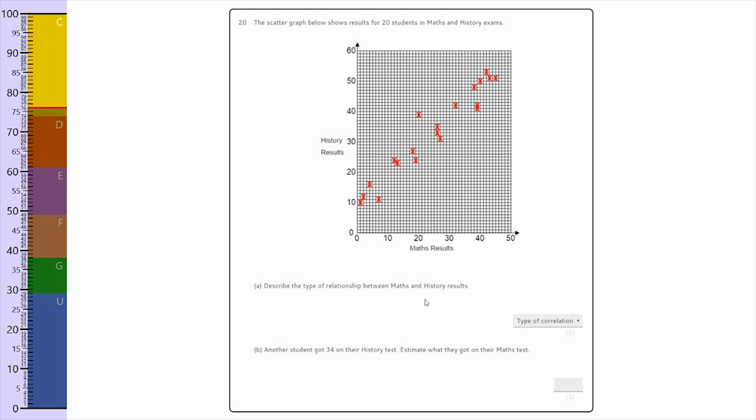Okay, so a nice simple question to start off. Describe the type of relationship. If it's going upwards, it's going to be positive. So positive. Nice and easy there. Now, whenever I look at a scattergraph, I can't help myself. I've got to do a line of best fit. So I'm going to do a line of best fit.